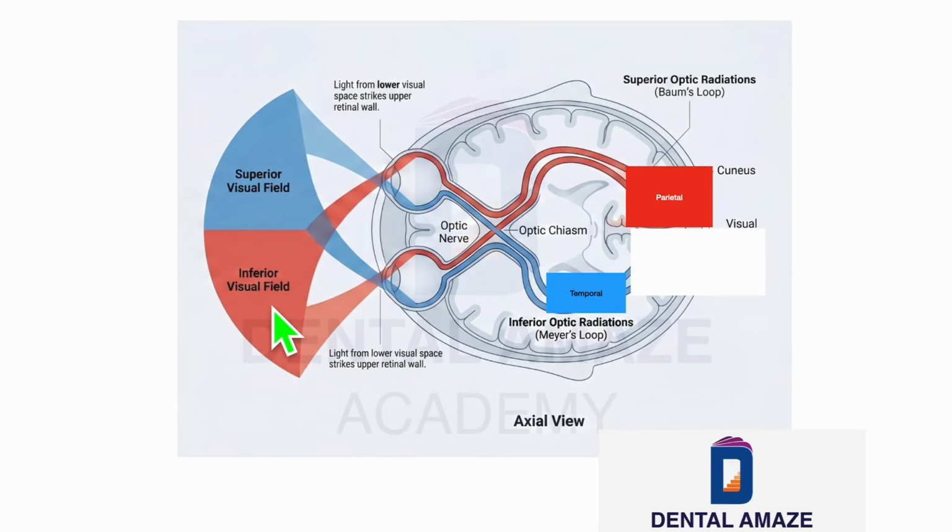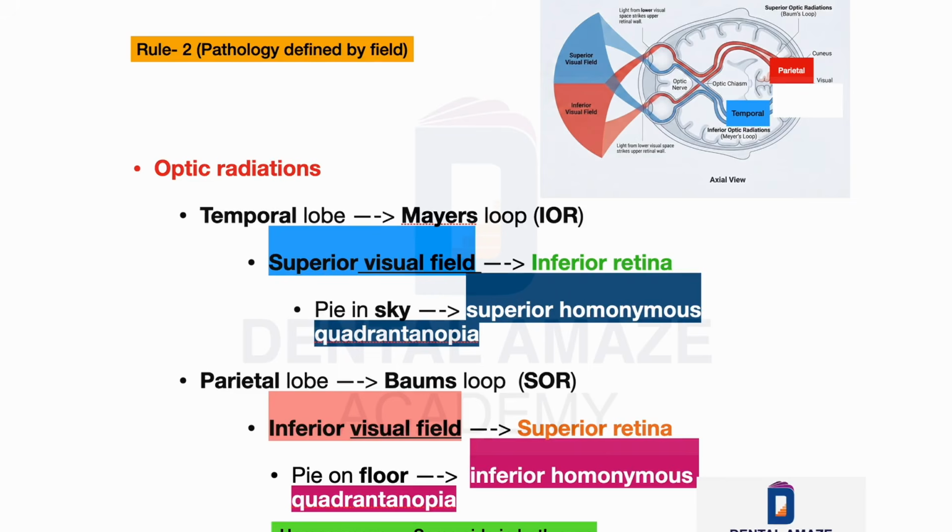I don't think this will be that important for you to be asked. But now pathology is defined by the field. Something from your superior visual field hits on the inferior retina, and it goes on to your temporal lobe, which is your Meyer's loop. The exact opposite happens: the inferior visual field hits onto your superior retina and goes onto the parietal lobe. Simple rule, pathology is defined by the field.